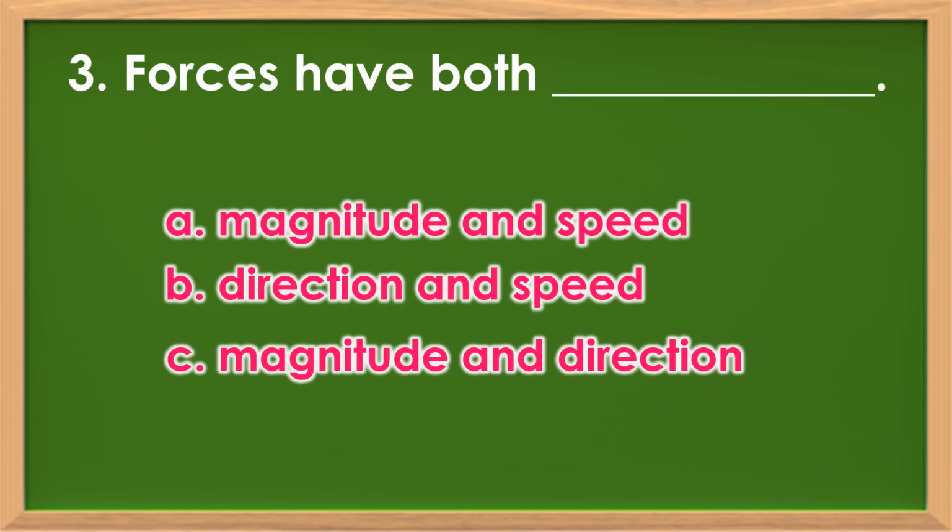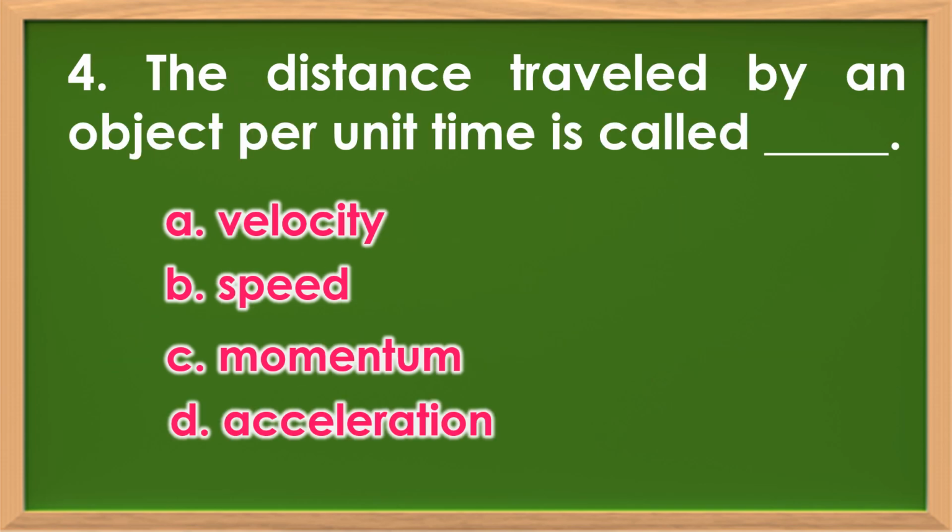Forces have both blank. A. Magnitude and speed. B. Direction and speed. C. Magnitude and direction. Good job. The answer is letter C. The distance traveled by an object per unit time is called blank. A. Velocity, B. Speed, C. Momentum, D. Acceleration. Very good. The answer is letter B.